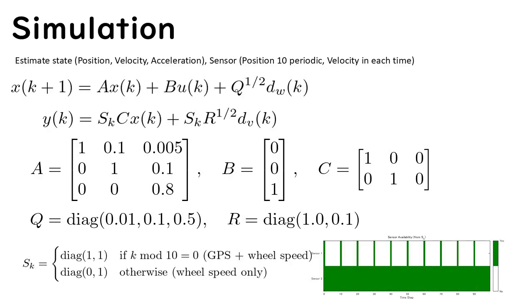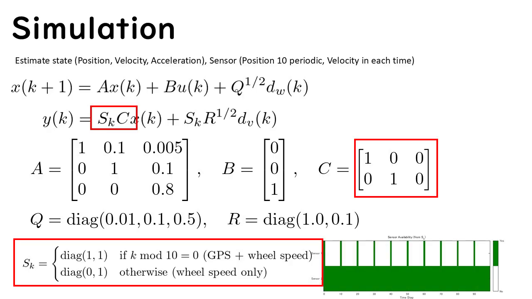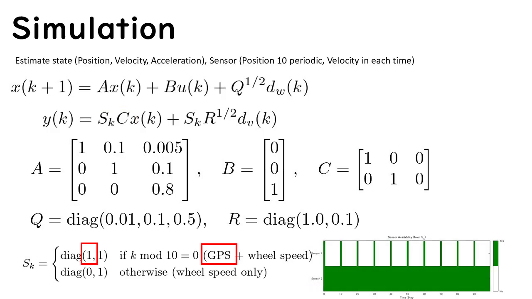In the numerical simulation, the number of states is 3 and there are 2 sensors. One is a GPS sensor and it has a period of 10. The other is a wheel speed sensor and it is sensed at all times.